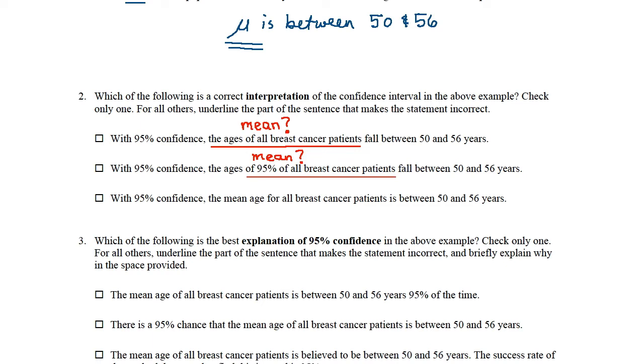The very last one, with 95% confidence, the mean age, so that's our parameter, that's mean, for all breast cancer patients. We see that this is a statement about the population mean, not about a sample mean. So putting these together, we can see that this is a statement about mu is between 50 and 56 years. This is the only one that really states that mu is between 50 and 56, so this one is correct.